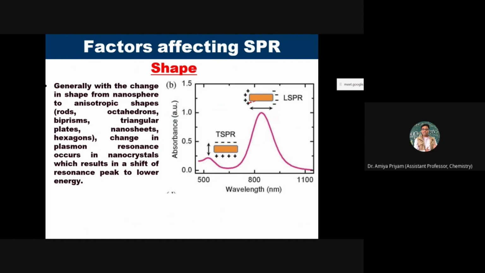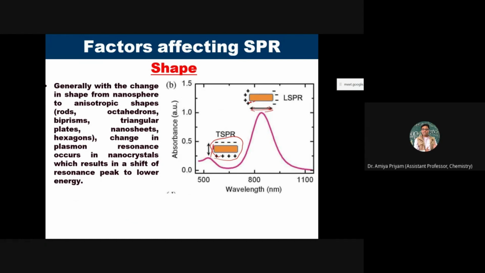Now if you want to go to the near IR region, you need to change the shape. If instead of a spherical nanoparticle you make it in the form of a rod, then the plasmon resonance splits into two modes. There could be oscillations along this axis, positive, negative, or along this one. So transverse and longitudinal: longitudinal SPR and transverse SPR. These are the two ways in which you can have this.